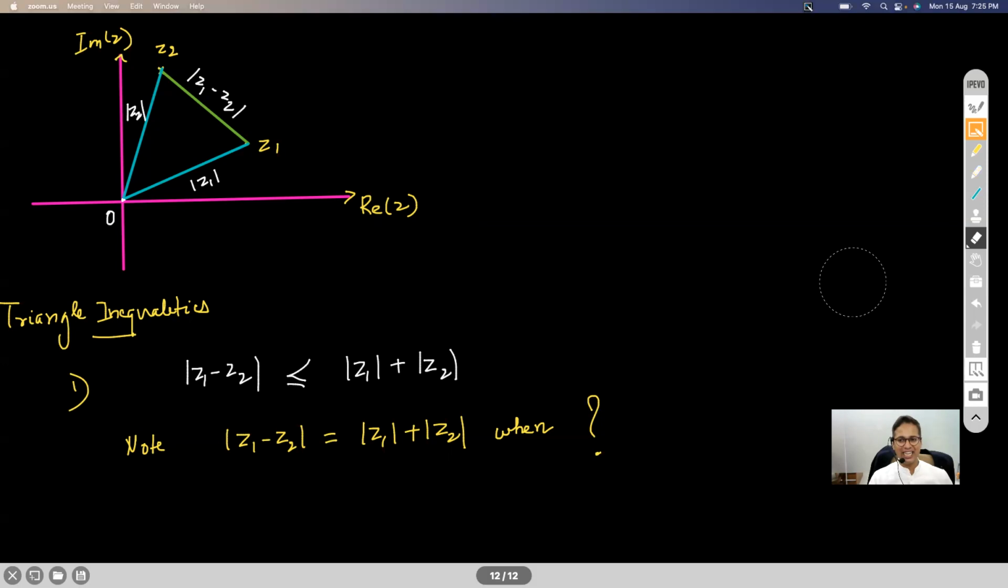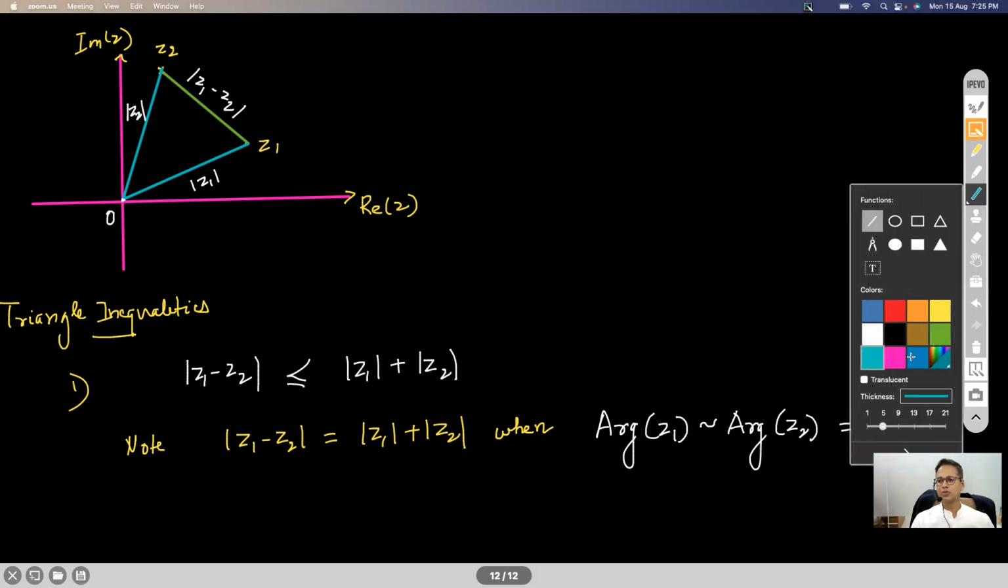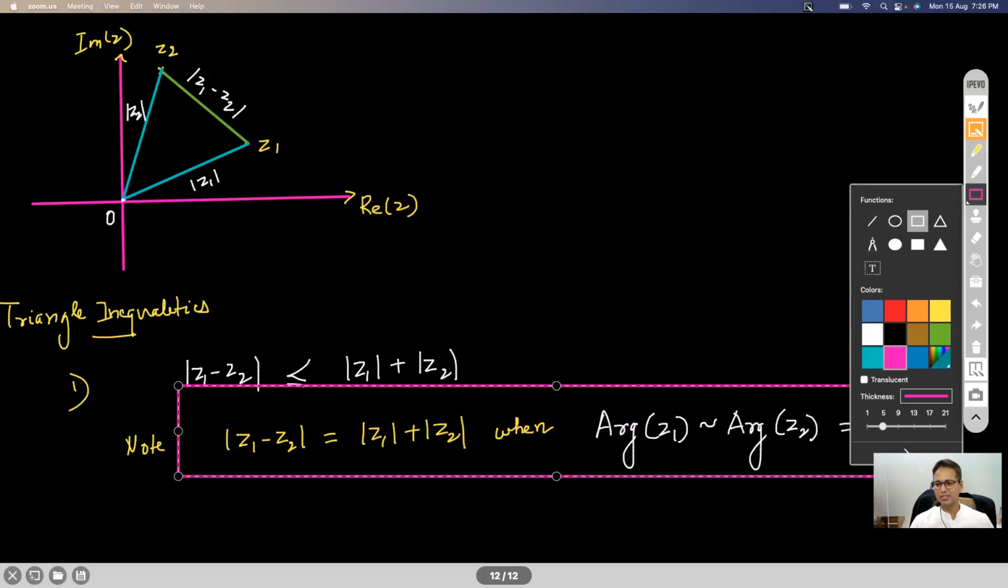Right. This is again when your Z1, O and Z2 are in the same straight line and Z1, Z2 lie on the opposite side of the origin. So this will also happen when the difference of their arguments is pi. Note this down. Oh, sorry. I was supposed to box it.